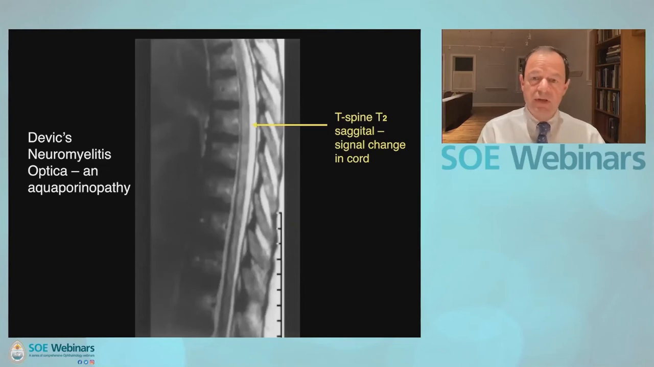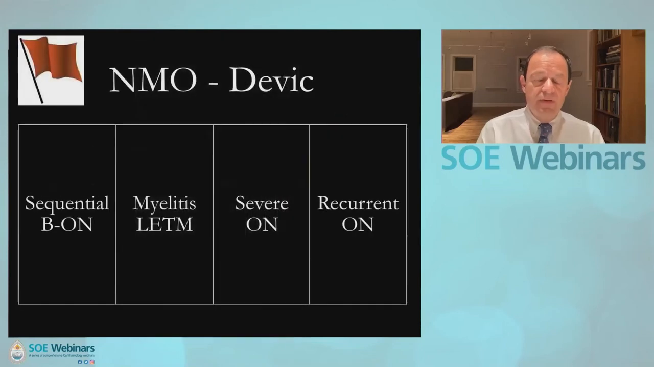Now, here we're looking at the longitudinal transverse myelitis that characterizes the not very much wished for sequela of this disease, which needs to be prevented at all costs. These are the four different manifestations of neuromyelitis optica: sequential bilateral optic neuritis, longitudinally extensive myelitis, severe optic neuritis, steroid responsive, and recurrent optic neuritis. So when these present, think please of autoimmune processes.